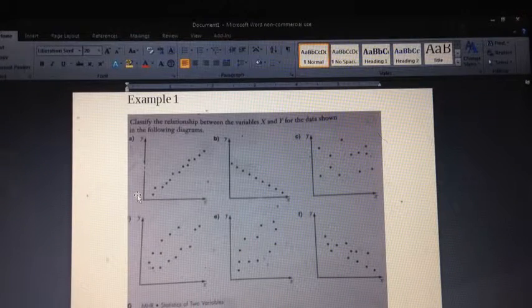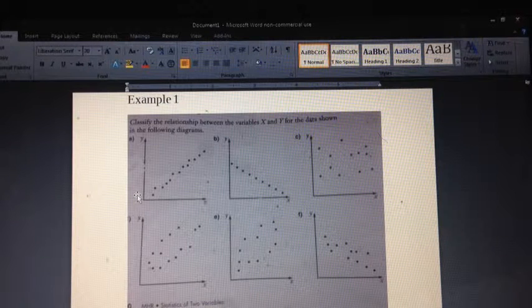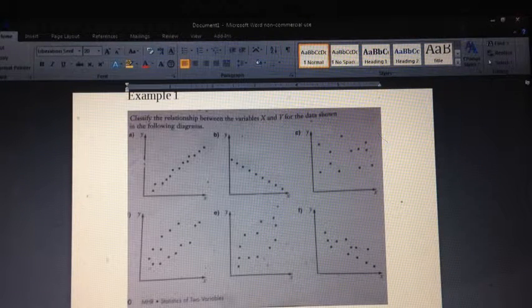Now we move on to example 1. Classify the relationship between the variables x and y for the data in the following diagrams. As we can see in A, as x increases, y also increases. Therefore, it has a strong positive correlation. As you can see in B, as x increases, y decreases. Therefore, there is a strong but negative correlation.